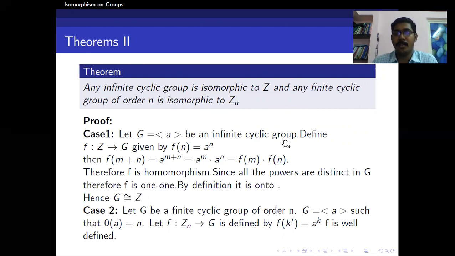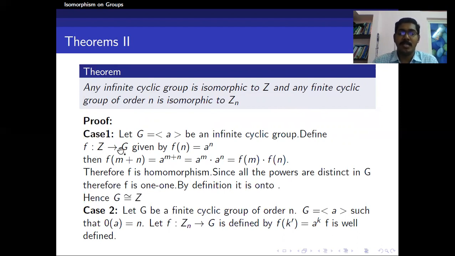We know that every cyclic group has some generator. Here I am considering G equal to the group generated by a. So here a generates the group G. Now define a map f from the set of all integers Z to the group G given by f of n equal to a power n. So what it means actually is that every element in the domain, which is an integer, can be written as some integral power of a.